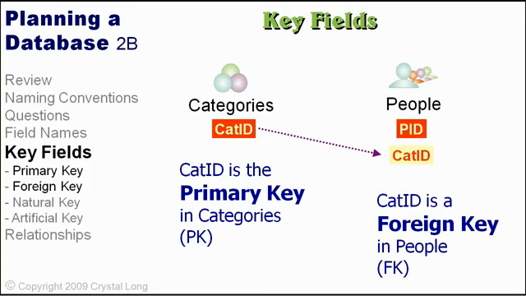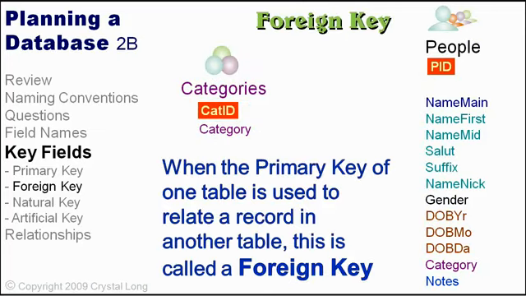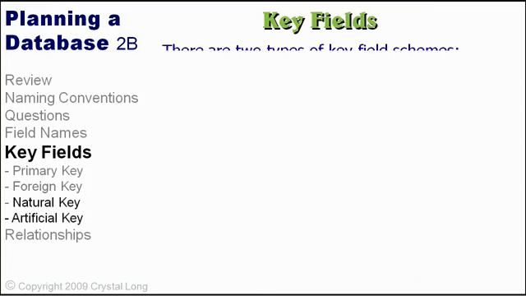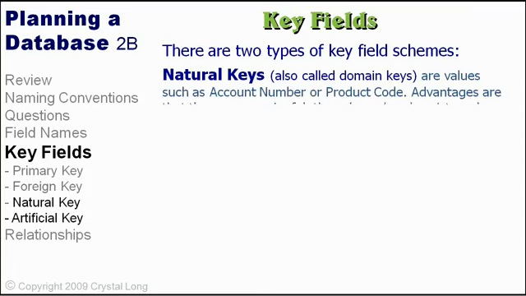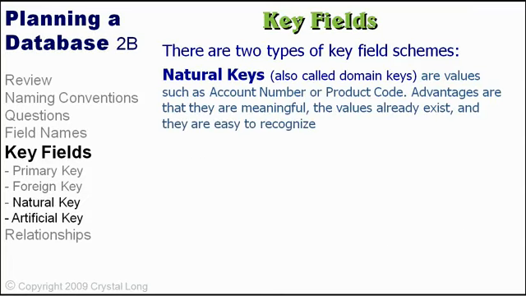So what is Cat ID in the People table? That's right, it's a foreign key. And if we have Cat ID, then we do not need the category field. There are two types of key field schemes. Natural keys are values such as account number or product code. Advantages are that they are meaningful. The values already exist and they are easy to recognize.